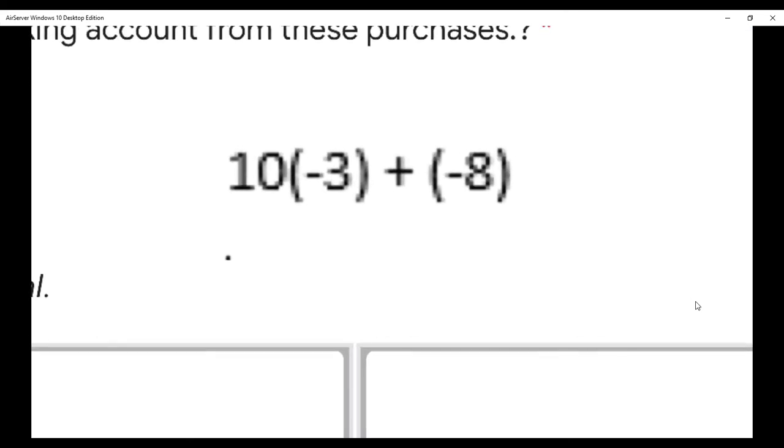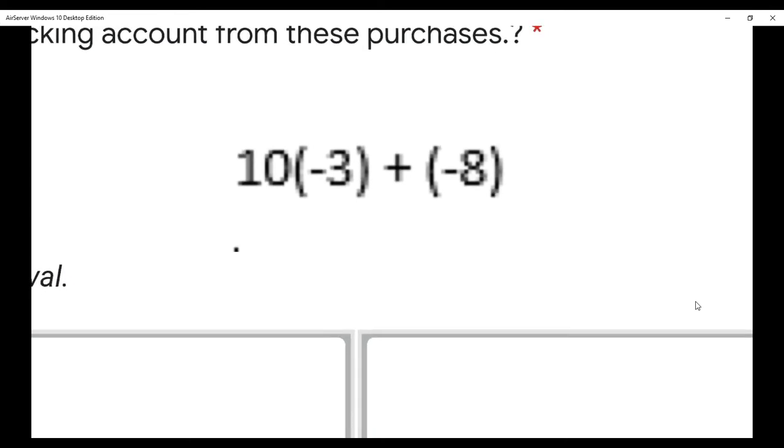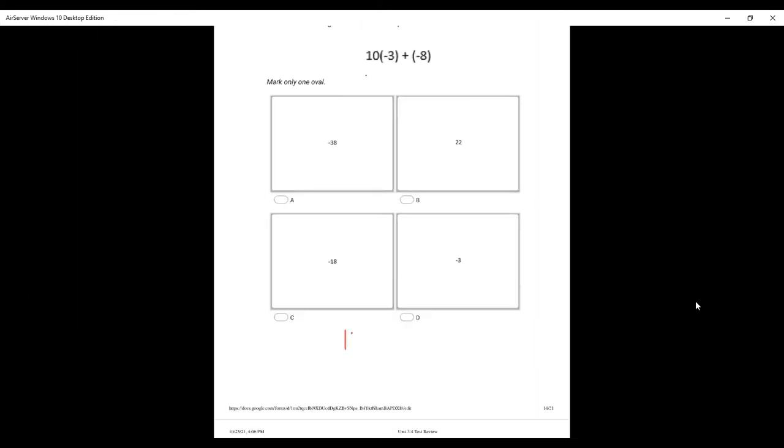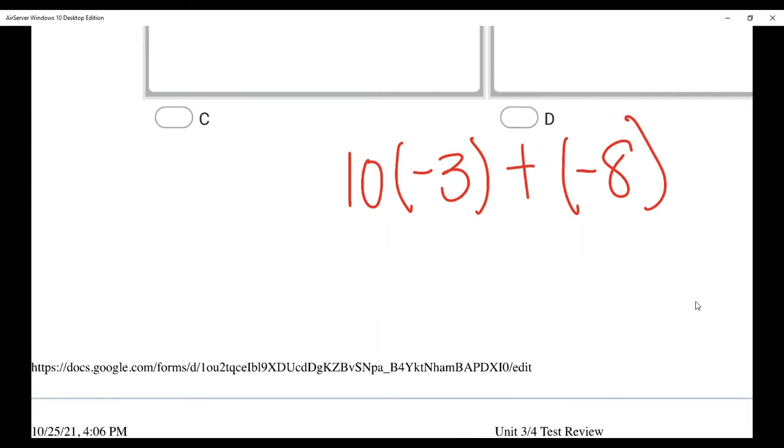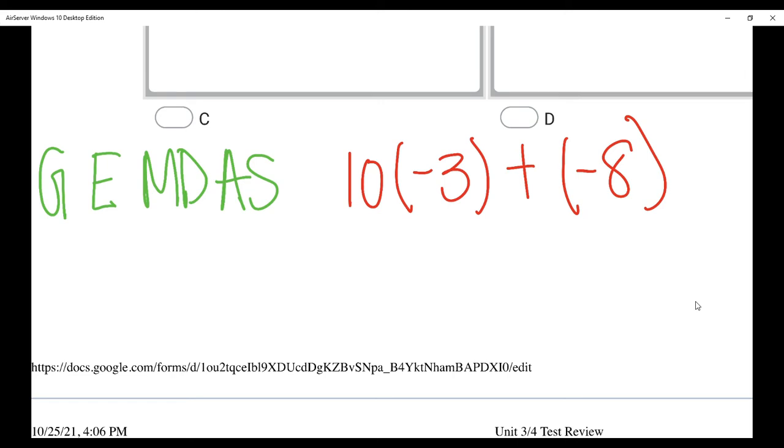So here's our expression. I'm going to rewrite it down here so we have a little bit more room. So 10 times -3 plus -8. Okay, so we've got multiple operations happening, so we have to follow order of operations, which is GMDAS. We do grouping symbols first, exponents, then we've got multiplication and division. Now, multiplication doesn't always go first. Remember, these are from left to right. So if multiplication comes first in the problem, we do multiplication first. If division comes first in the problem, we do division first. Same thing with addition and subtraction.